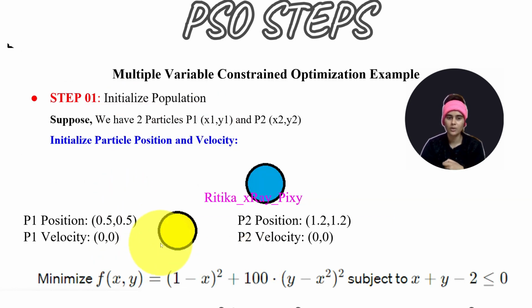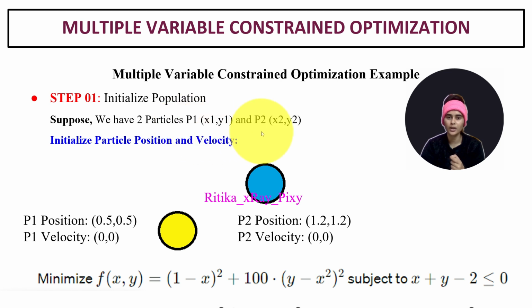Now we will initialize the population. Suppose we have two particles, P1 and P2. For simplicity, it is a multivariable optimization problem. So for P1 the position is x1, y1, and for P2 the position is x2, y2. Initialize the position and the velocity. Suppose the position for the first particle P1 is x1 = 0.5, y1 = 0.5. For the second particle, x2 = 1.2, y2 = minus 1.2, and we will consider the velocity to be 0 initially.